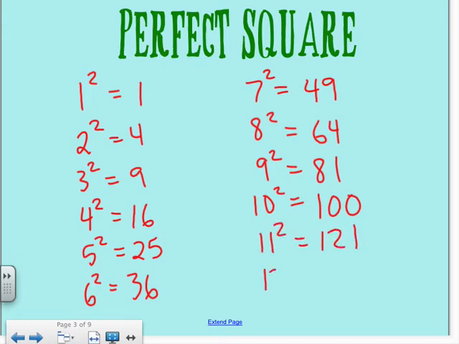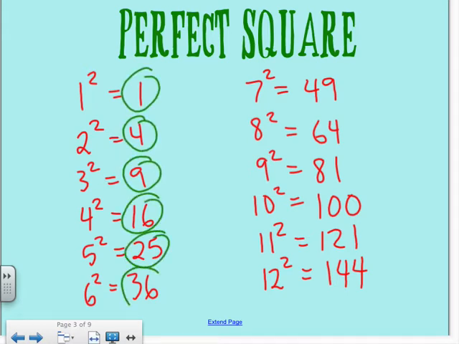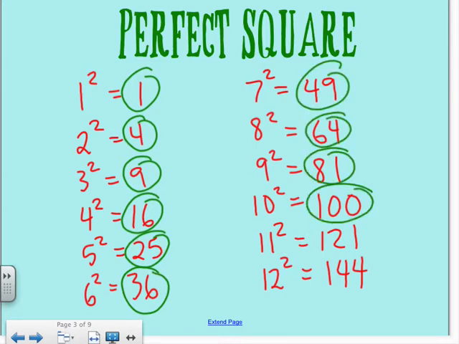And it's most common to go up to 12. After that, it's okay if you don't instantly recognize that it's a perfect square, but these are all called perfect squares. So 1, 4, 9, 16, 25, 36, 49, 64, 81, 100, 121, 144, and then it would keep going. Obviously, 13 squared, 14 squared, etc. are the perfect squares.